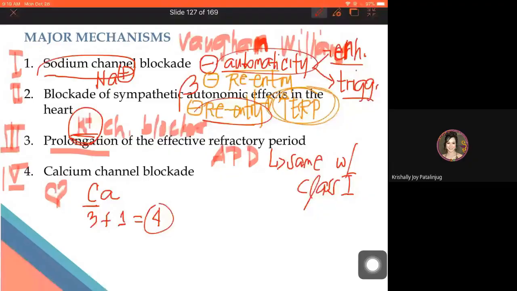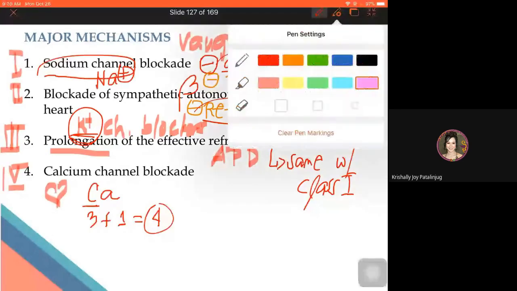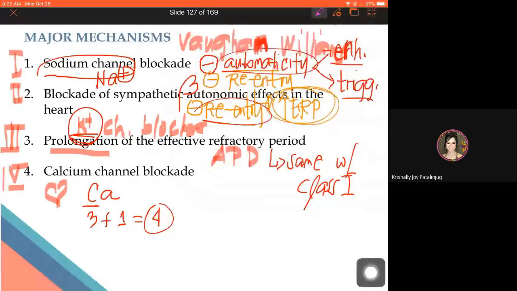However, what is distinct about the potassium channel blockers is that they have the highest ability to prolong refractoriness, or to prolong the refractory period. That is why it is stated and emphasized in class 3, prolongation of the effective refractory period. Again, they have the highest ability to prolong the effective refractory period.